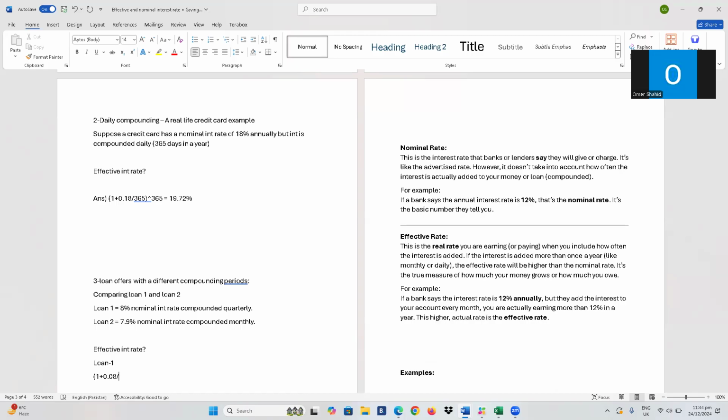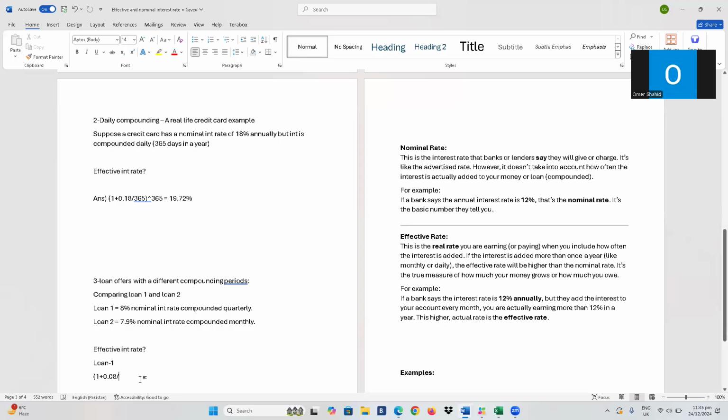Divided by, will we divide it by N or not? Tell me, will we divide it by N or not? We will not divide this, because it says 8% nominal interest rate compounded quarterly. They did not tell us that 8% is a quarterly rate. So what we need to assume is that this 8% is an annual rate. I think I explained this to you in great detail in the above examples, right?